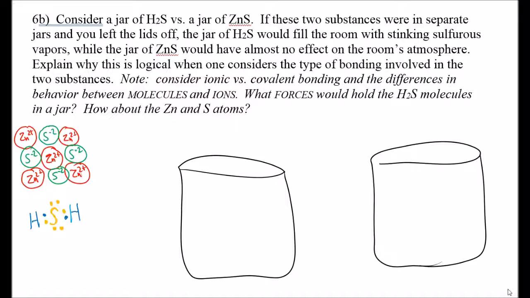In this question, you can see I've drawn some pictures here, and I'm considering the difference in bonding. This difference in bonding explains this difference in behavior as described. You can see this is a lattice, ionically bonded. It's a salt.